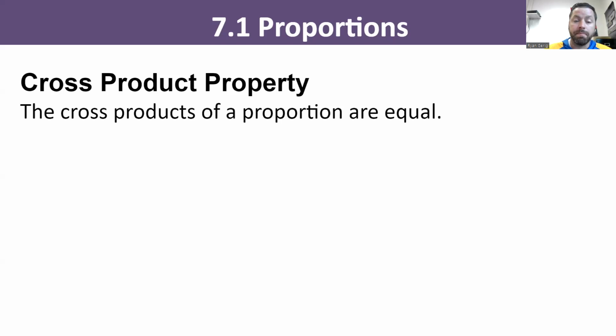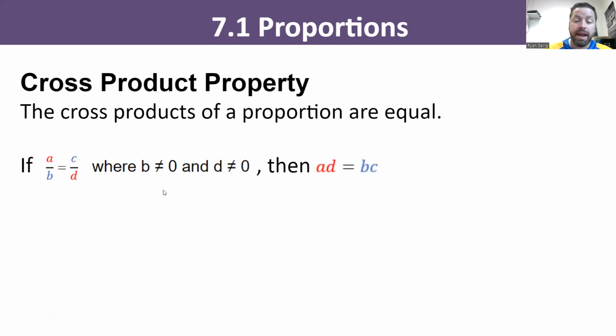And so we're going to look at the cross product property. What that does is it allows us to solve a little more complex proportions. What the cross product property says is the cross products of a proportion are equal. So again, if we have a proportion, then A times D equals B times C. You can see A and D, C and B are across from each other diagonally. And so that's what cross product is kind of showing.